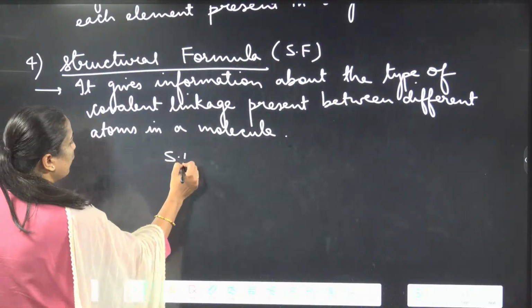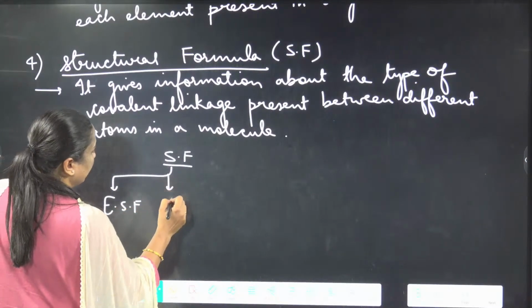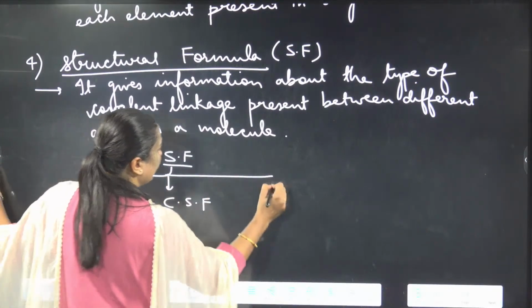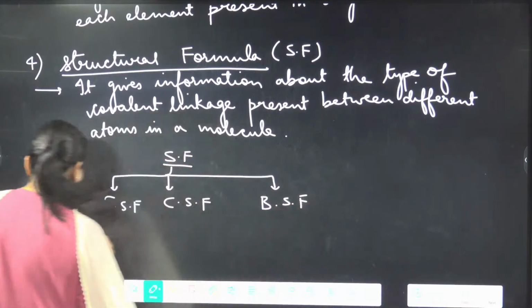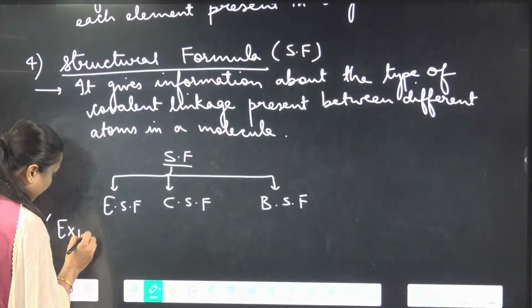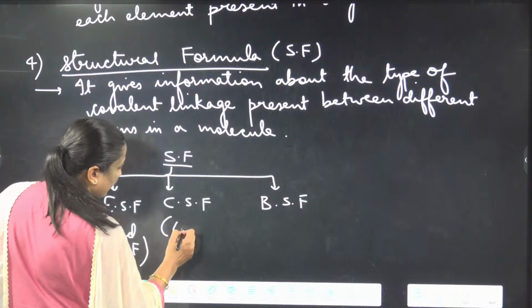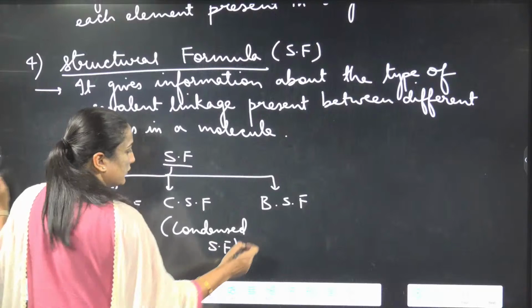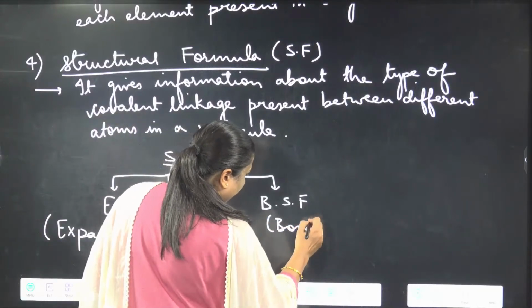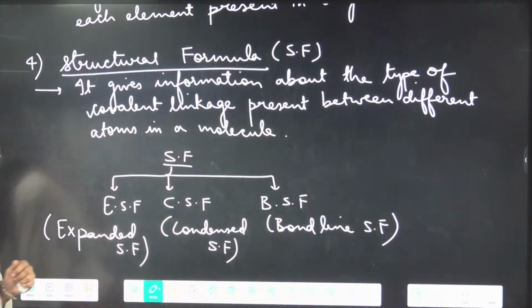Now your structural formula can also be like expanded structural formula, condensed structural formula, or else you can have basically bond line structural formula, right? So I'm writing here their expansion, which is expanded structural formula, condensed structural formula, and we are having bond line structural formula, right? So first write this much and then we'll proceed, because understanding this is important.